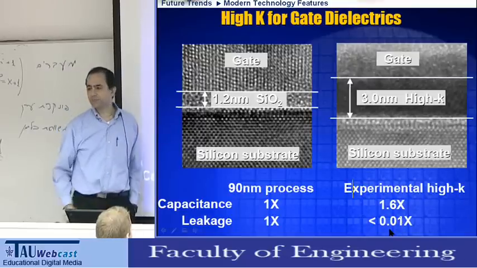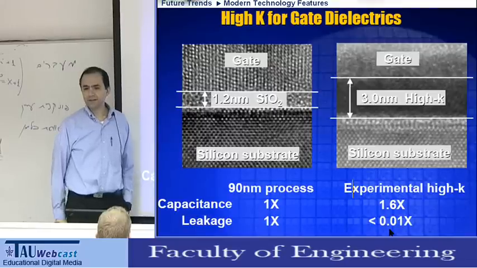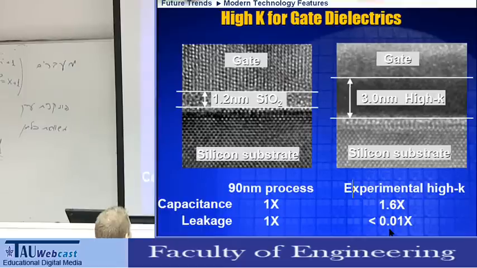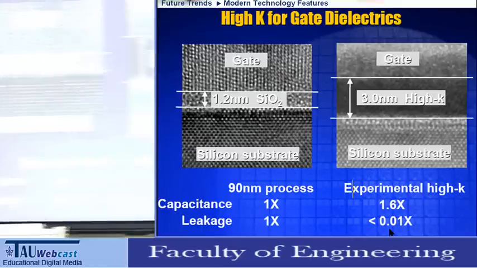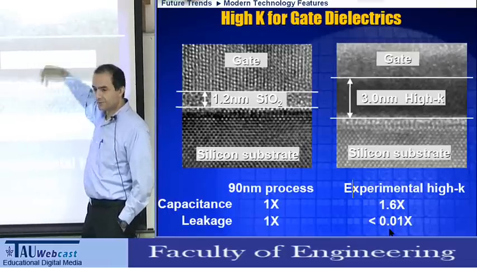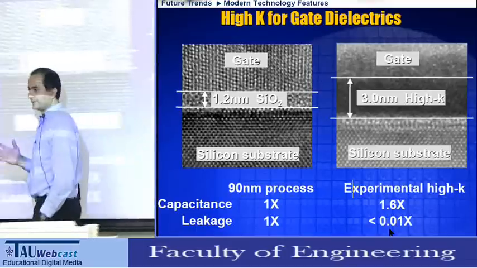Why is the leakage important? Static power dissipation. And actually, today, the thickness is not 30 angstrom. It's much smaller than that. So it is really important. And today, the leakage through the gate is very close to the leakage between source and drain.